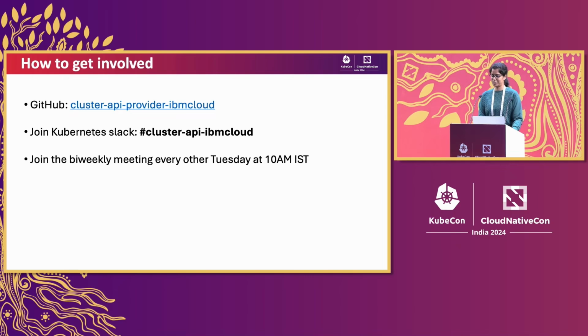Lastly, here's more information on how to get involved. We are an active community. You can check out our repository with the name Cluster API Provider IBM Cloud, and also join our Slack channel on the Kubernetes Slack. You can join the community meeting, which happens on every other Tuesday at 10 a.m. IST.